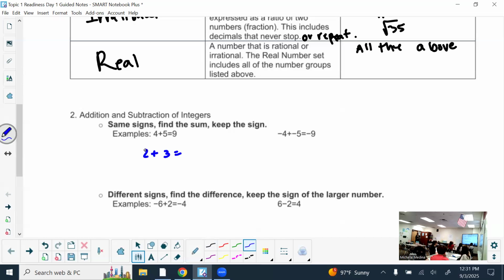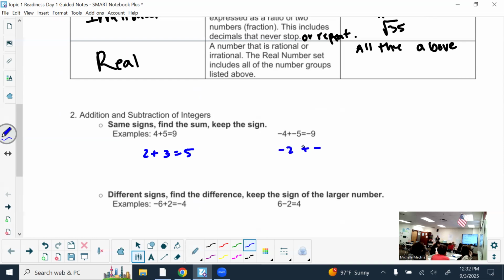2 plus 3 is, okay, good. Over here, this works for negatives. Like if I add two negatives, my answer will always be negative. And when we say find the sum, because that's what the rule is, it says find the sum and keep the sign. We really mean almost like ignore the negative for a second. 4 plus 5 is 9. But since they're both negative, it's a negative 9. Does that make sense?